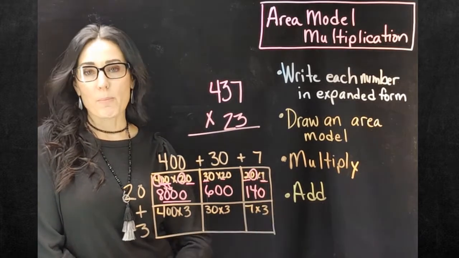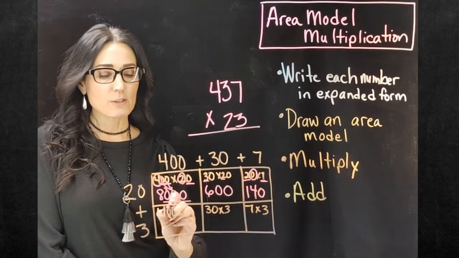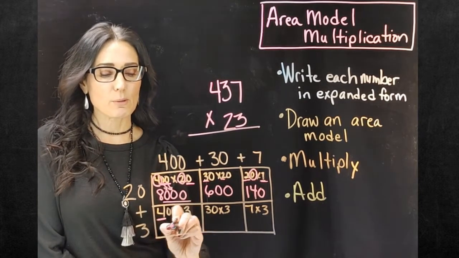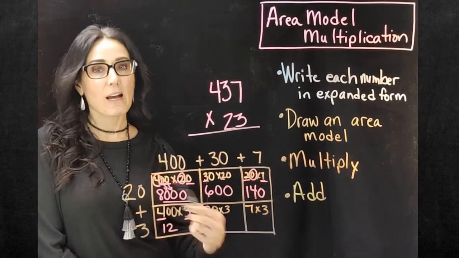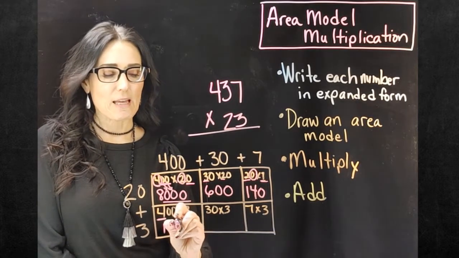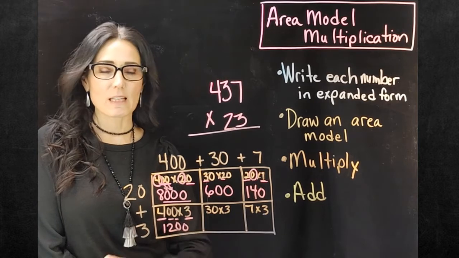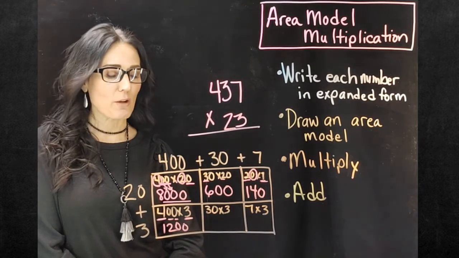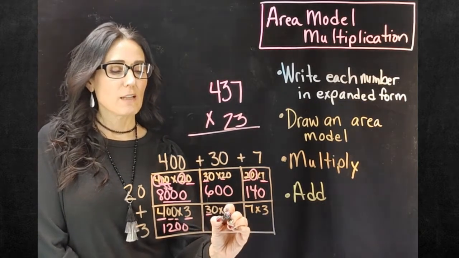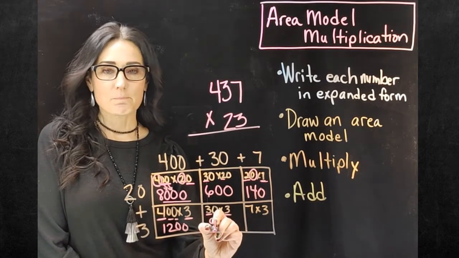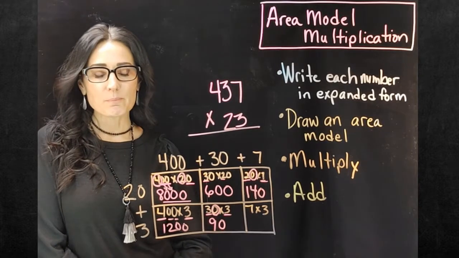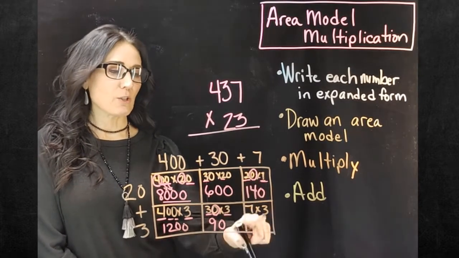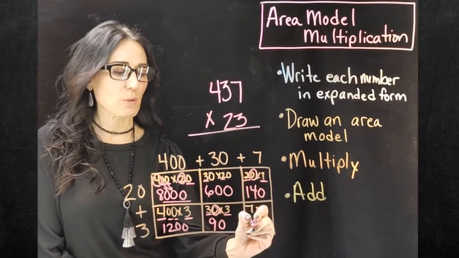Then we come down to our bottom row. And on this one, we're going to take 4 times 3, which is 12. But it was actually 400, which means it's going to be 100 times larger. So we're going to add our 2 zeros here, showing that it's 100 times larger than 12. Then we take 3 times 3, which is 9, but it was actually a 30. So we're going to add that 0 down here. And finally, we're going to do our 7 times 3, which is 21.